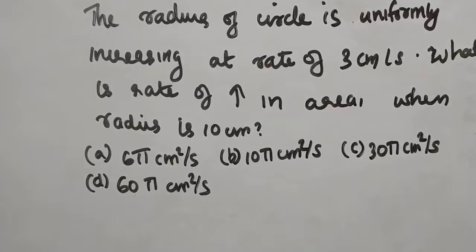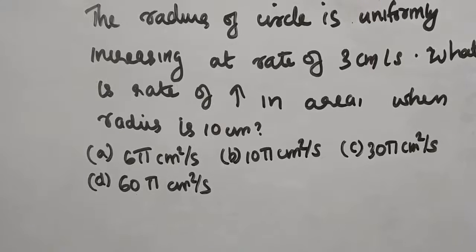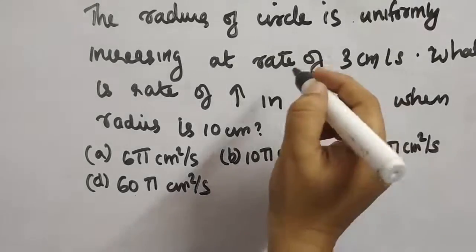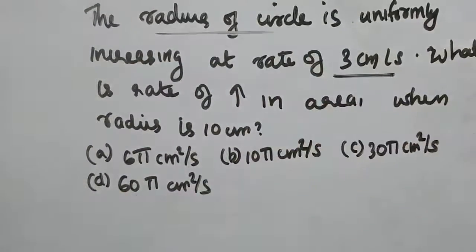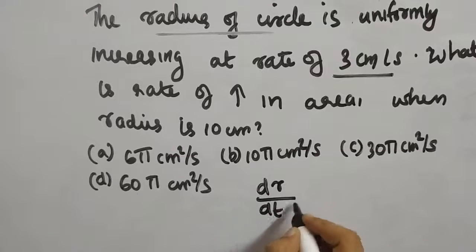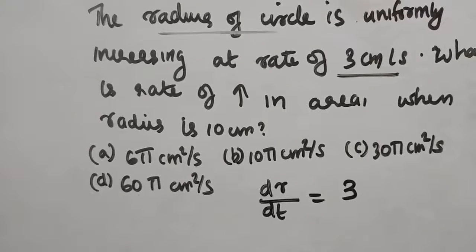The question is, the radius of a circle is uniformly increasing at the rate of 3 centimeter per second. What is the rate of increase in area when the radius is 10? So this can be solved in a single step or in 2 steps. They have given the radius is increasing at 3 centimeter per second, so dr by dt is given as 3. It is increasing, so positive 3.